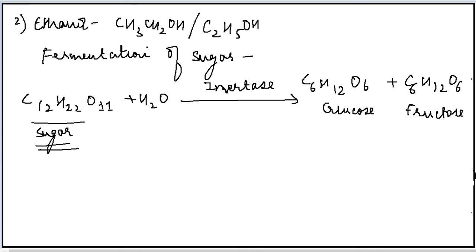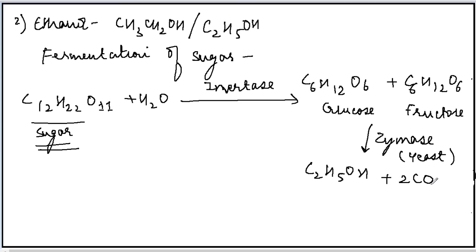Now this glucose and fructose that has been obtained will further undergo reaction by zymase. The enzyme zymase is extracted from yeast. So when glucose and fructose are treated with zymase, they give the final product, ethanol. So fermentation of sugar is the oldest method used to prepare ethanol. The sugar extracted from sugar cane or fruits like grapes undergoes fermentation in the presence of invertase, giving glucose and fructose, which when treated with zymase give ethanol.